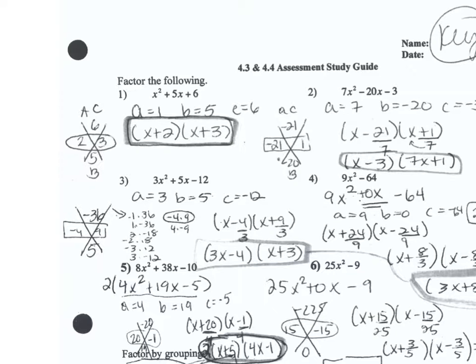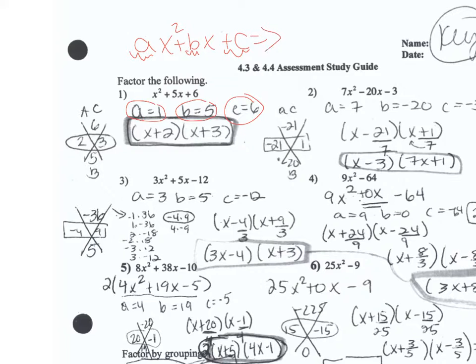For all of these problems, you need to first find A, B, and C. Those are the numbers in front of x squared, in front of x, and then the number by itself. So whatever's in front of x squared is A, in front of x is B, number by itself is C.